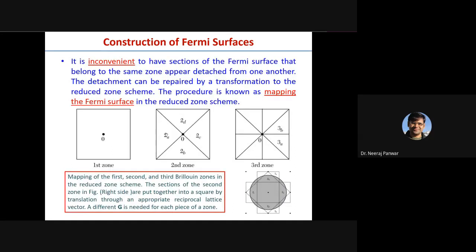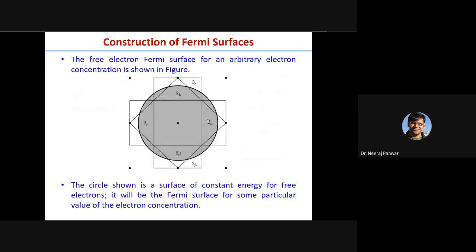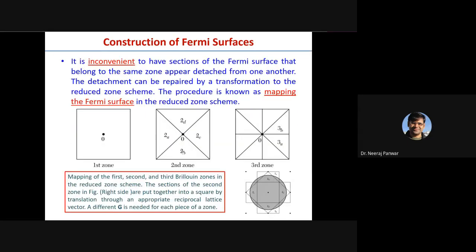So this is what has been shown here. This is the 2A section that has been translated and it comes here. Similarly, the other sections 2B, 2C and 2D. And you can see they cover the complete area of the first Brillouin zone. Similarly, when different sections of the third Brillouin zone are translated to the first Brillouin zone with the help of suitable reciprocal lattice vectors, they cover the complete area of the first Brillouin zone.